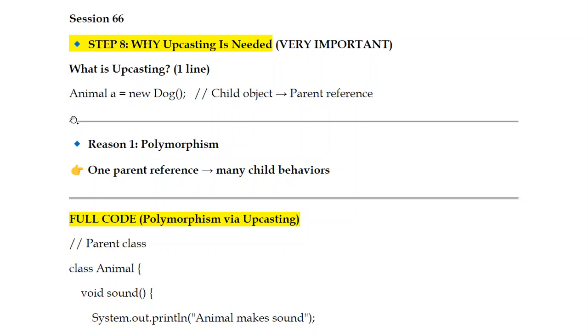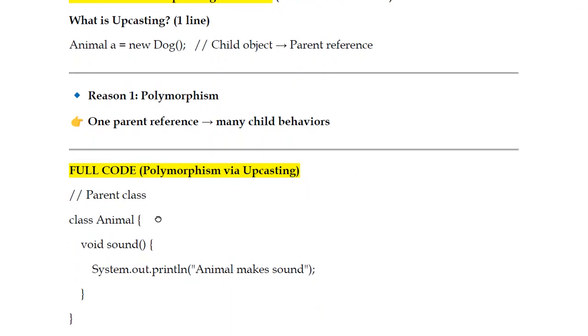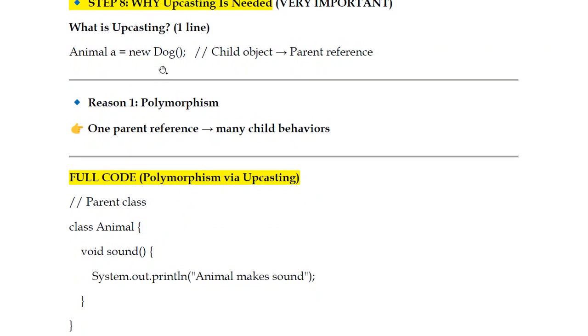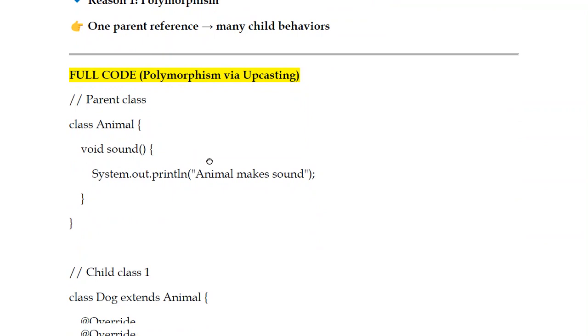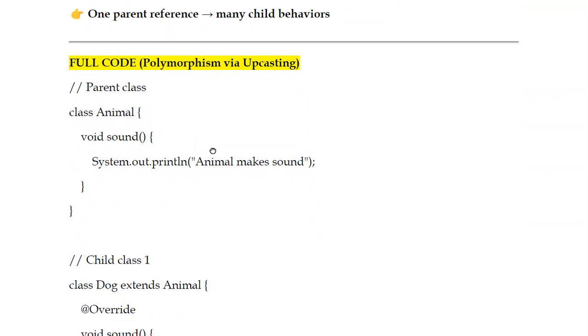So there is one parent reference. What is that? Animal. Many child behaviors. We can give dog, lion, tiger, whatever it is. But one parent reference, many child behaviors. Here, in the full code, we are doing polymorphism via upcasting. So proper polymorphism is achieved via upcasting here.